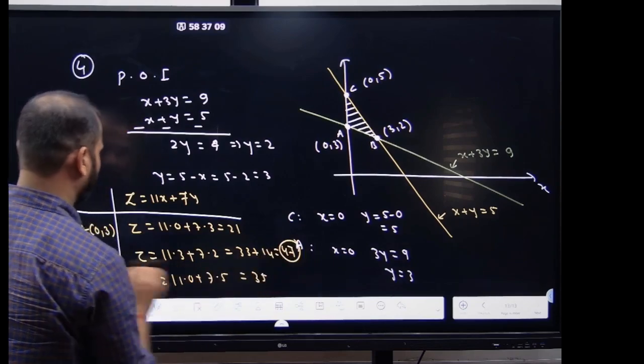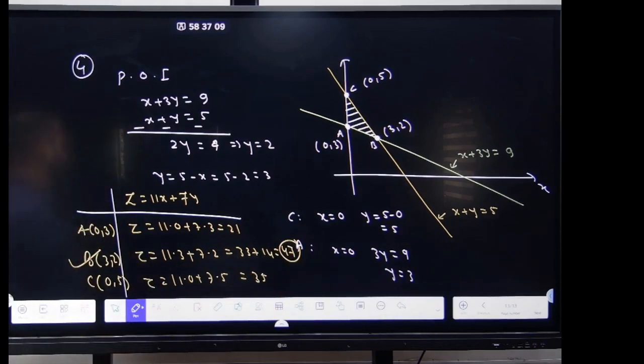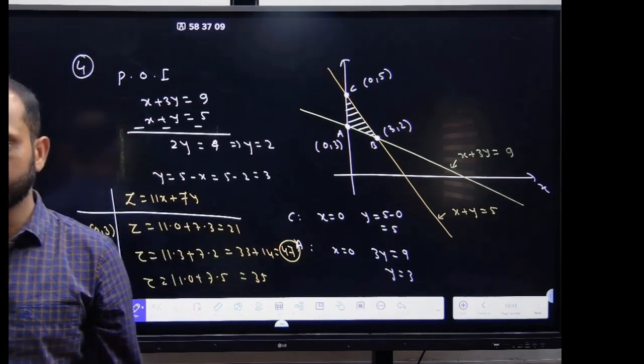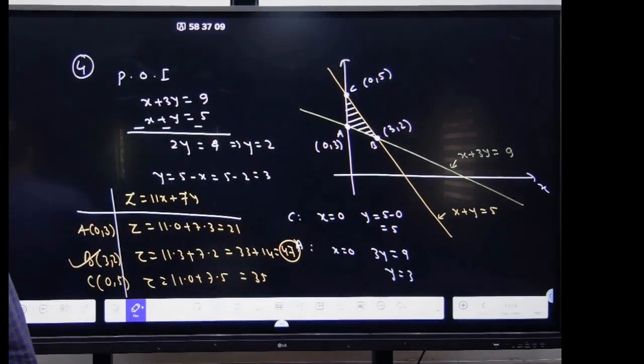So this is the maximum, right? Corresponding to that point will be the point of maximum. Is it clear? Understood? Any confusion?